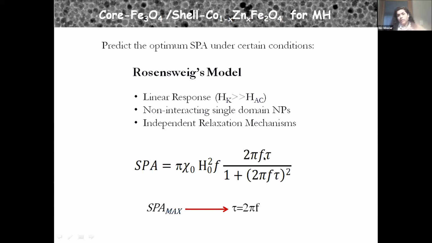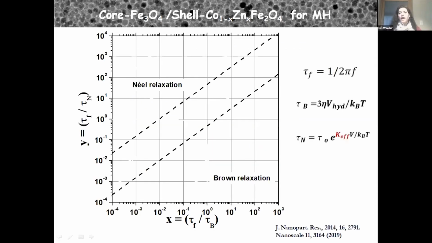could be Néel, Brown, or a mix of both, is, in fact, in this model, the system relaxes toward the Brown or Néel relaxation, but this relaxation of the nanoparticles should be equal to the characteristic time, this is 1 over the frequency of the AC field. One way to look for that case is making this kind of drawing.